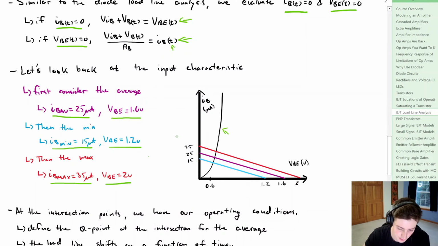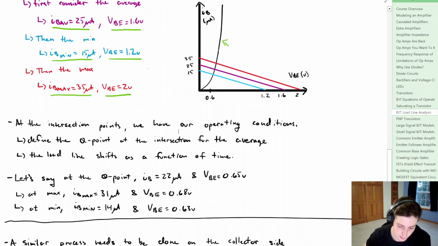And where we have the intersection, we're going to have 3 different intersection points. Now what we can do is define something called the Q point, and that's going to be where that average value is and the intersection with it. Now we know for a maximum and minimum, we're going to hover in between this red and blue line along our current curve, and those intersection points will tell us what our actual base current is. And from that, we can also determine what VBE really is.